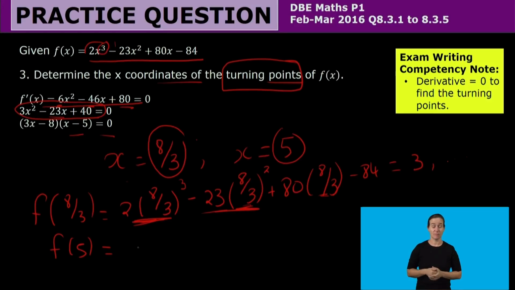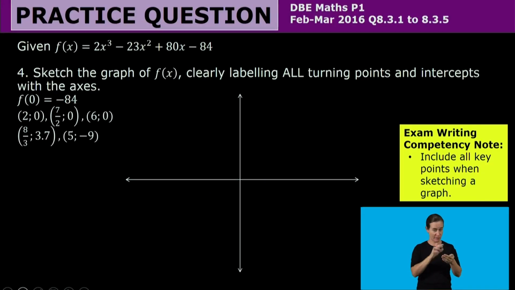And then if you substitute f of 5, again, it's calculator work. Let's go straight to the answers we should get. When you substitute 5 in, your function value should be minus 9. When you substitute 8 over 3, you should get 3 comma 7, which tells me that I've computed in my calculator incorrectly. So just double check that and make sure that those are your critical points for your turning points.